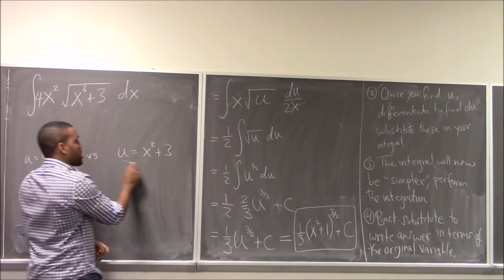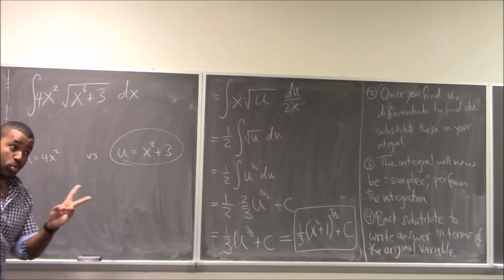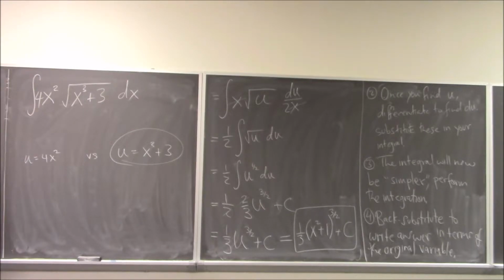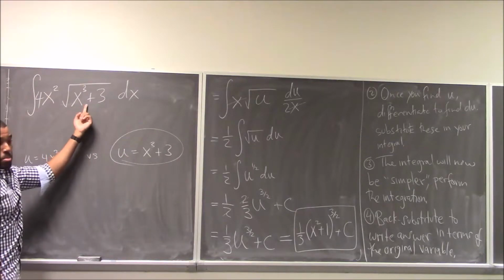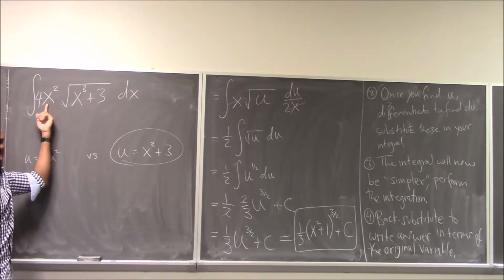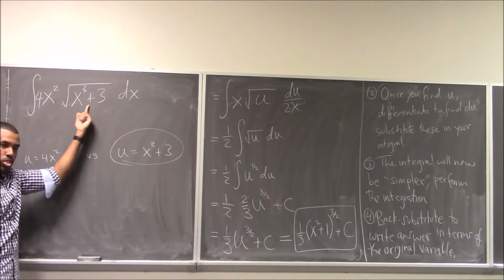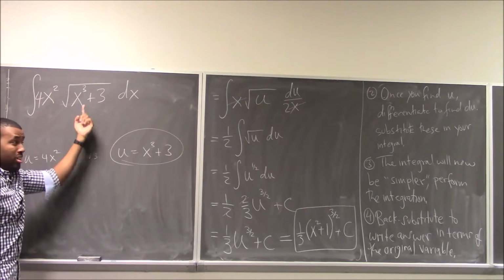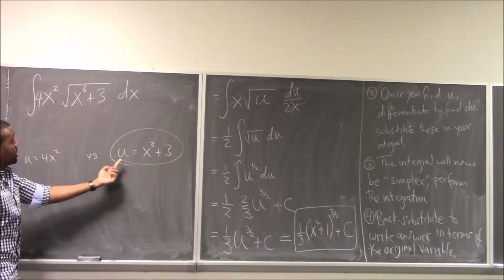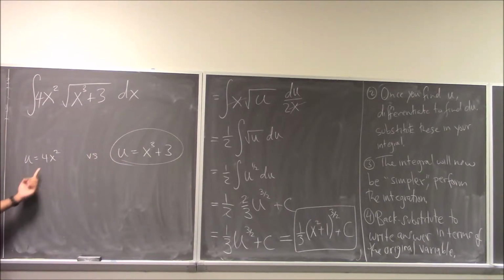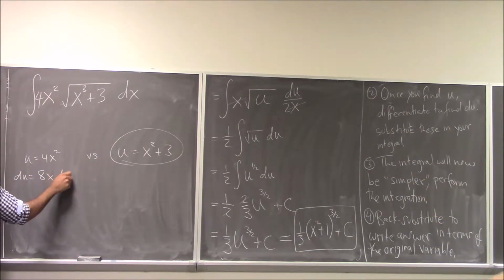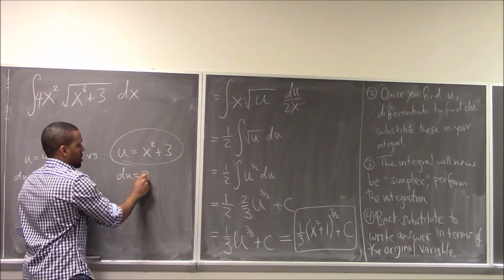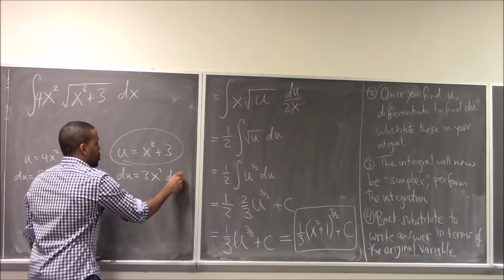This guy would be the better substitution for 2 reasons. 1, that will make the thing simpler. Dealing with the x squared is not really going to simplify things too much because I'm still going to have a sum under the radical. So on count 1, this is actually a lot better. 2, if I differentiate this guy, I will have 8x, whereas this one, if I differentiate, I will have the 3x squared.